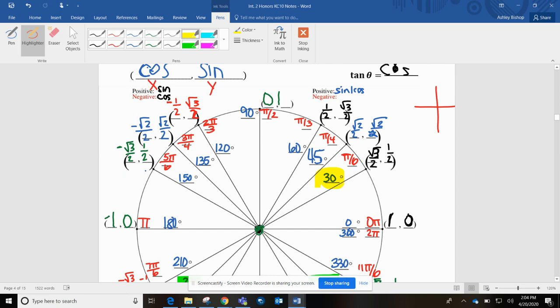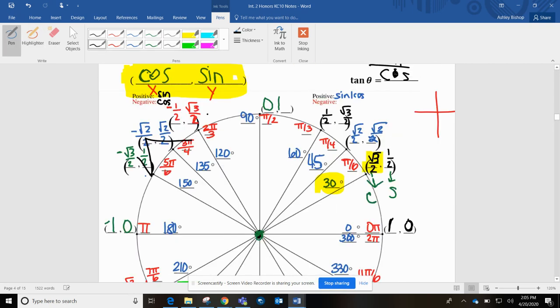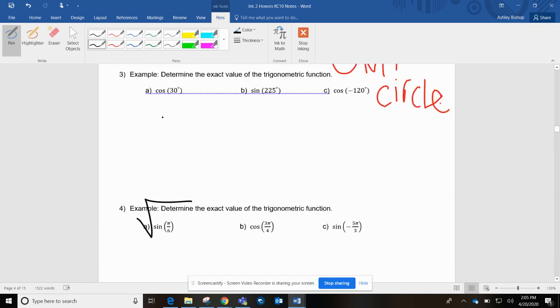Remember, I told you yesterday that the first value that's listed is your cosine. So I'm going to put a little C here, an arrow with the C. And the second value listed is going to be sine. Yes, you want to think of it as x comma y, but you're also going to think of your first value as cosine and the second value as sine. So the first value here of 30 is root 3 over 2. So the cosine of 30 degrees is root 3 over 2. That's it. That's the answer. Done.